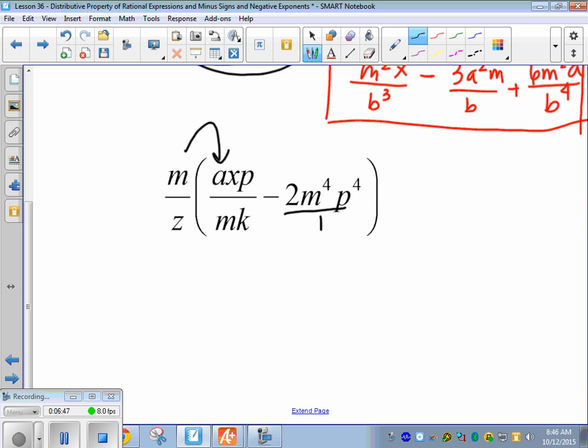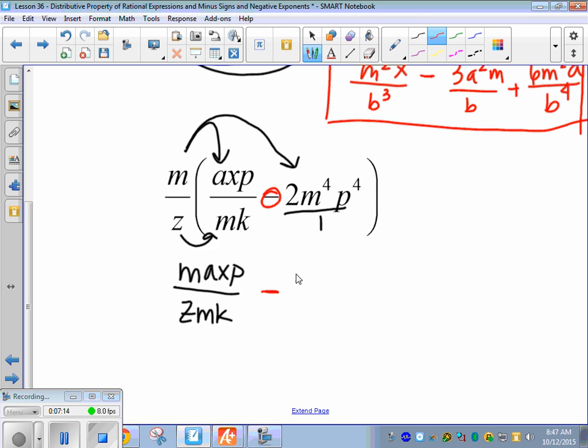All right, so this piece to this piece, this piece to this piece. I multiply the numerators together, so m times axp is just going to be m axp. Multiply these denominators together, zmk. I'm not going to forget about my negative sign. It has to carry down.